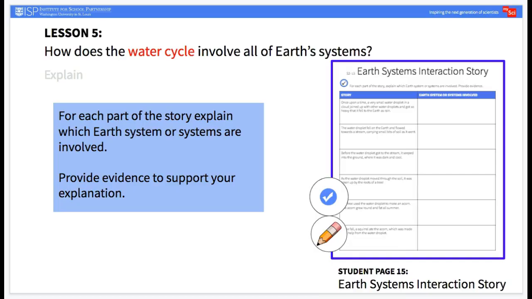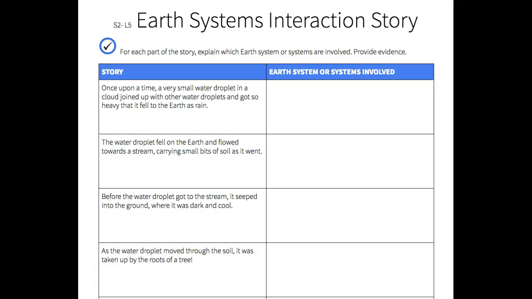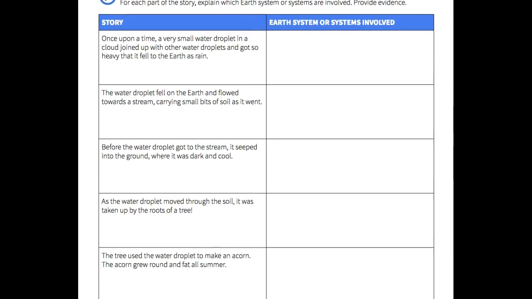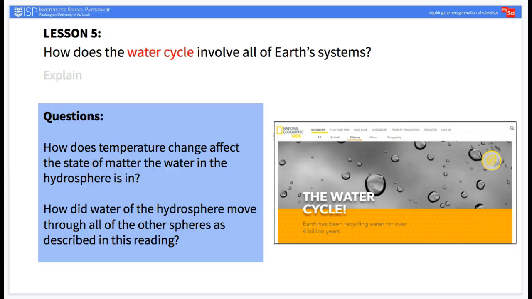In the Explain portion of this lesson, students will read an Earth Systems interaction story. For each piece of the story, students will determine which Earth system or systems are involved. Next, students will obtain information from a National Geographic text resource in order to explain how temperature changes cause matter to change forms as it cycles through the spheres.